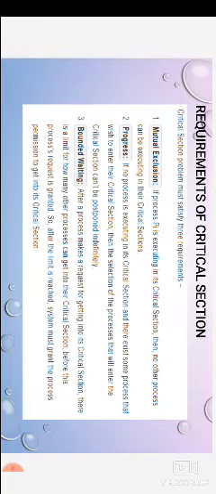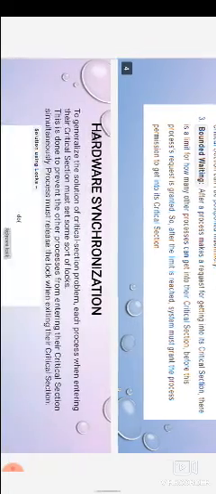The next one is bounded waiting. After a process makes a request for getting into its critical section, there is a limit on how many other processes can get into their critical section before this process's request is granted. After the limit is reached, the system must grant the process permission to get into its critical section.